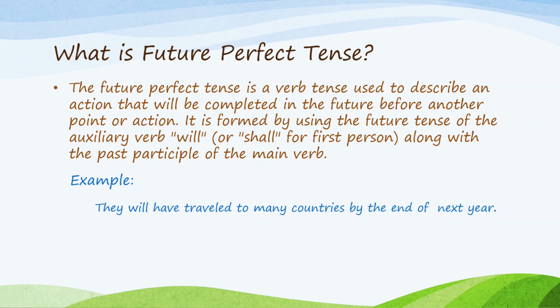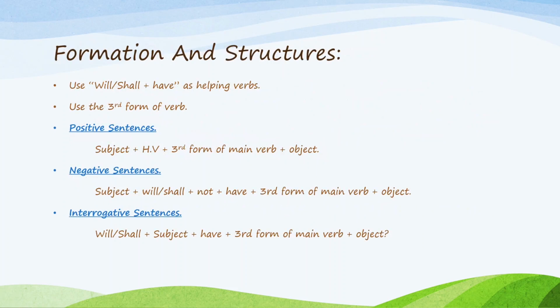So we have an example like, they will have traveled to many countries by the end of next year, right? So we have a certain point in the future, which is next year, and we also have used the above mentioned helping verb, which is will over here. Along with that we have the have, which is going to come with will, and then the third form of the verb. We will see about that in our next slide.